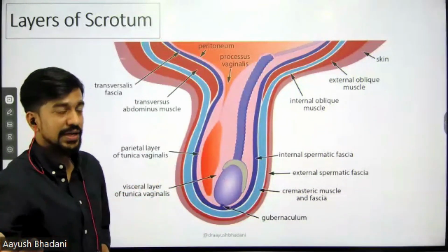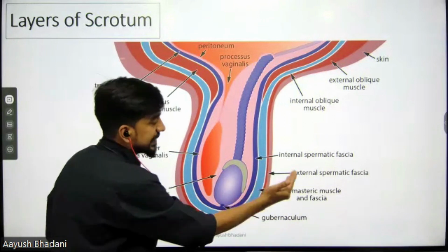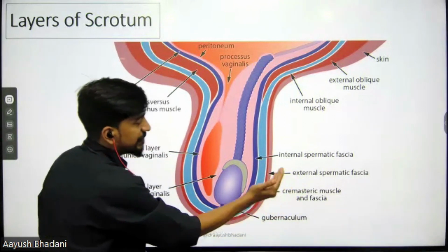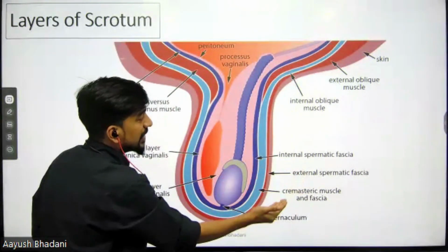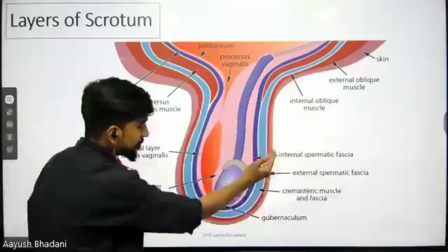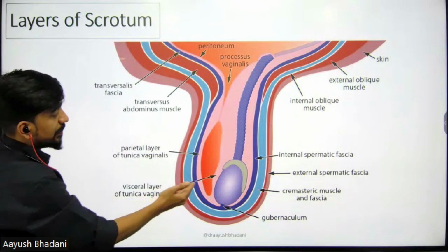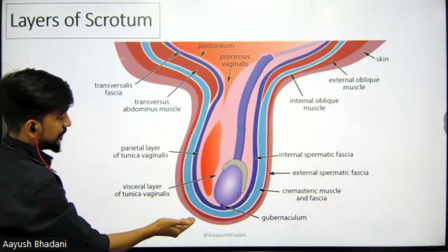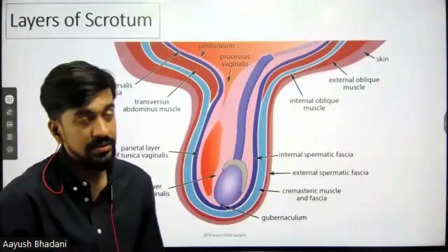So this question is often asked in surgical anatomy: what are the layers of the scrotum? From outside to inside: external spermatic fascia, cremasteric fascia, internal spermatic fascia. External spermatic from external oblique, cremasteric from internal oblique, internal spermatic fascia from the fascia transversalis. Going further in, you have the visceral layer and the parietal layer of the tunica vaginalis. Then further in, you have the tunica albuginea and tunica vasculosa.